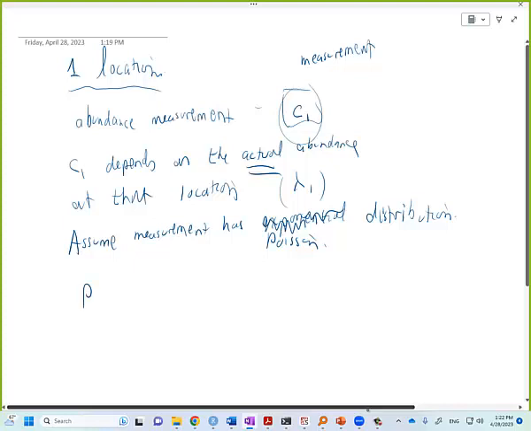So that means that the probability that C1 is less than A is equal to the integral from 0 to A of the Poisson distribution of Z and lambda, dz. The lambda gives me the actual abundance. So this is where the integral comes from.